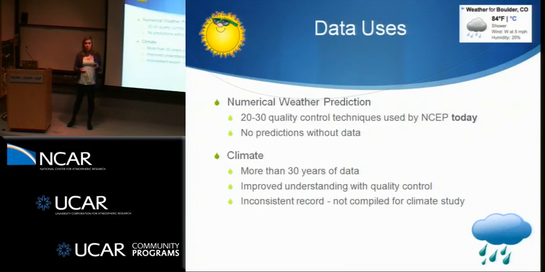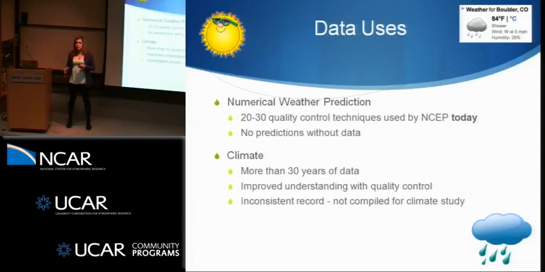The data is really important because it's used for numerical weather predictions, and everybody likes to get up in the morning and see what the weather's going to be like for the day. The NCEP, who makes the predictions, uses 20 to 30 quality control techniques on these radiosondes today. That doesn't include stuff that's in our past.